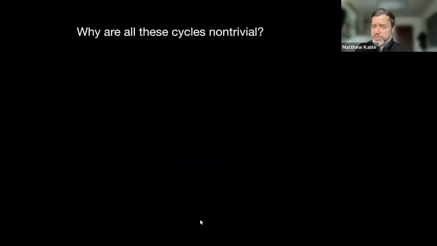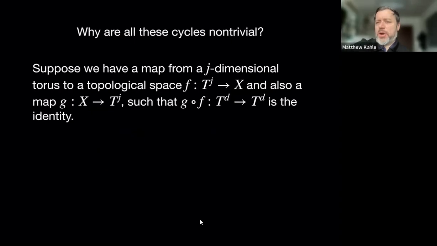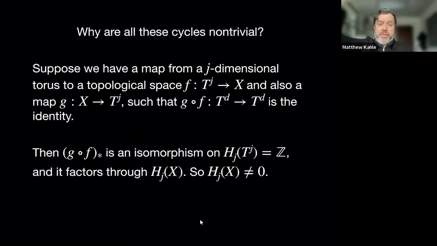So why are they non-trivial cycles though? This isn't too hard to see. If we have a map from the torus into the space and from the space to the torus, such that the composition is the identity, or even just such that the composition is a degree 1 map would be fine, then you have an isomorphism on homology, but you've factored it through this intermediate space that's the configuration space. So there has to be some non-trivial homology living in that configuration space. Again, this is very familiar. This is the kind of thing you could do in the configuration space of points in the plane.